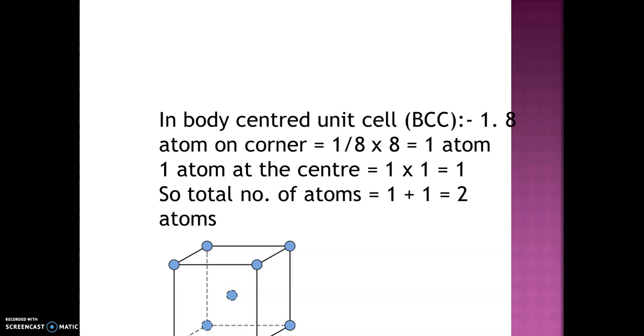So how do we calculate the contribution for body-centered? For example, you see a body-centered cell. In body-centered, we know there are 8 atoms at the corners. Each atom gives 1 by 8, so 1 by 8 into 8, we get 1 atom. The question will be how many atoms are there in the body-centered cubic cell. Then only 1 atom in the center, its contribution is 1. So we have to total it: 1 plus 1 is equal to 2 atoms. Similarly, we can calculate for cubic and others.